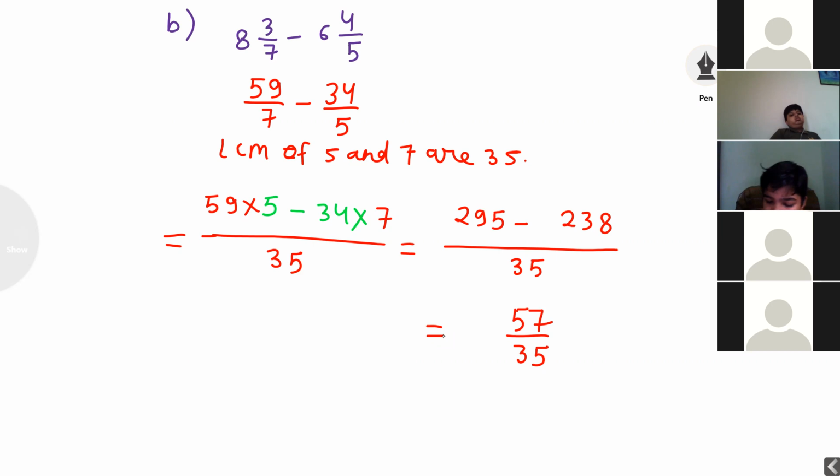Now the question has been given in mixed fraction. We want to write the answer as a mixed fraction. How to write a mixed fraction? 35 1s are 35. Now 57 minus 35, what will it become? 22. One integer 22 by 35 is the right answer. Why are we writing it as a mixed fraction? Because the question has been given in mixed fraction. Both answers are correct, students.